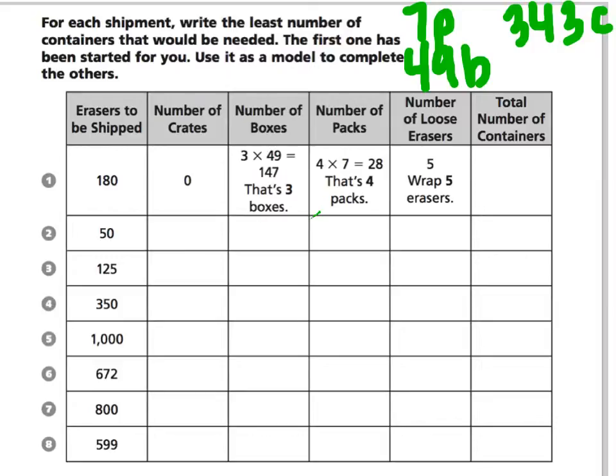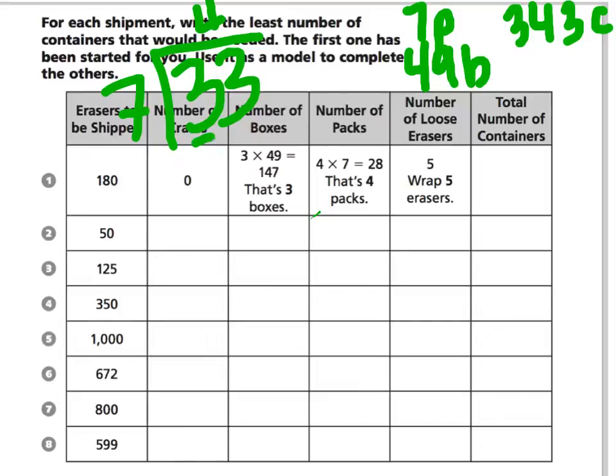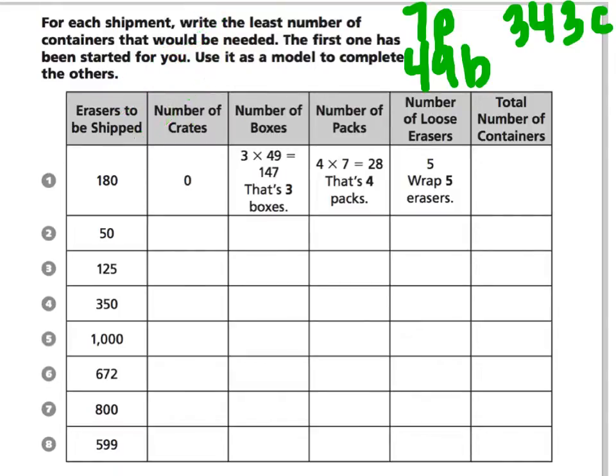If I have 33 left, I need to figure out how many times 7 would go into 33. And I can divide that, and I know that 7 goes into 33 4 times. 7 times 4 is 28. And if I subtracted that, I would know that I would have 5 left over, which comes to our loose erasers. So thinking about that, I have 3 boxes, 4 packs, and 5 loose erasers. 3 plus 4 is 7, plus 5 more would be 12. So for amount of containers for 180, you would need 12 containers.